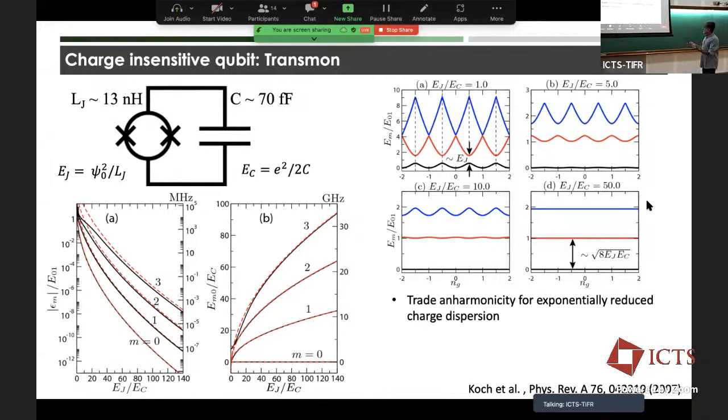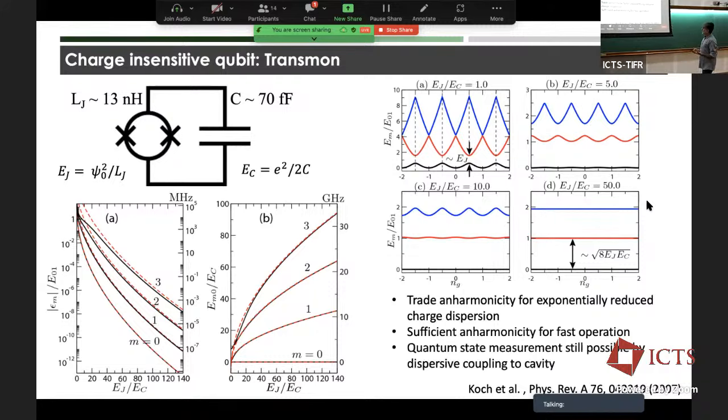Okay, so again, trade anharmonicity for exponentially reduced charge dispersion. The anharmonicity is good enough for fast operation. Why do I say that? If these levels were very close to each other, then a fast pulse on a 0 to 1 transition will have a finite bandwidth, and it will start pushing population from 1 to 2. This is called leakage out of the computational subspace, and that can still be suppressed. So the difference between these levels sets a limit on how fast a pulse you can do. But as I said, this number is usually around 300 megahertz, so you can make nanosecond scale pulses, which is good enough for these experiments.